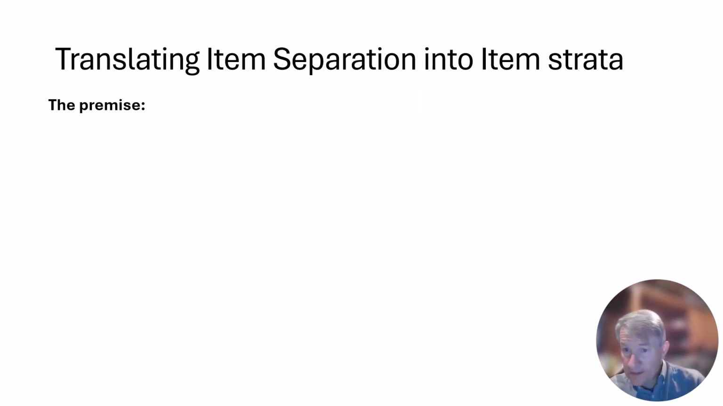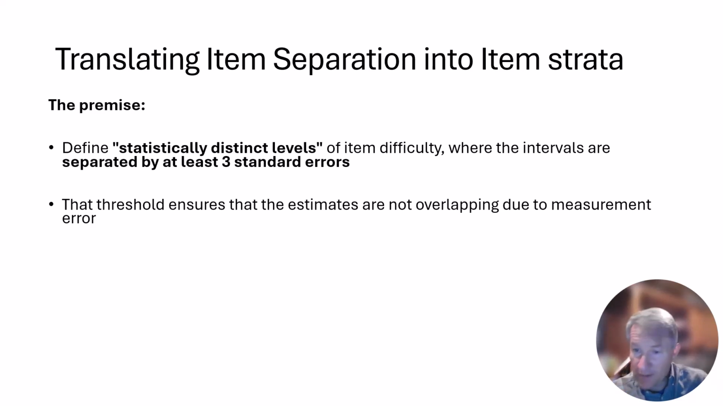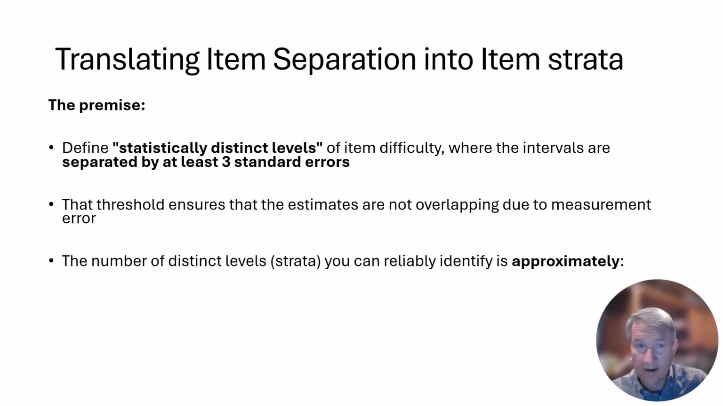A very informative thing that we can do with item separation values is translate them into item strata. Here's the premise of this approach. We want to determine how many statistically distinct levels of item difficulty we have in our items, where statistically distinct means that the intervals are separated by at least 3 standard errors. Using a threshold like this ensures that the estimates are not overlapping due to measurement error.